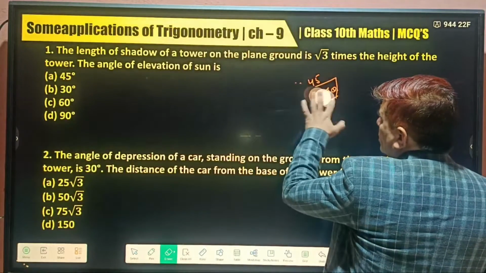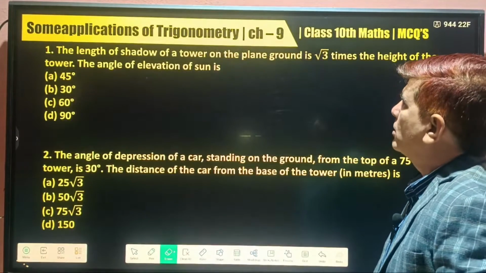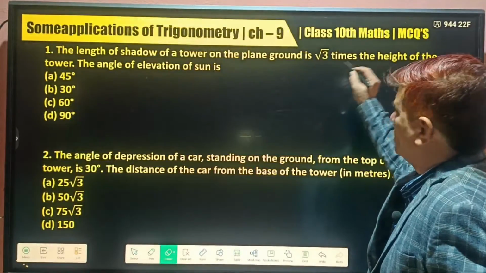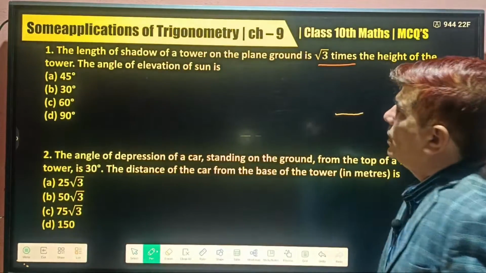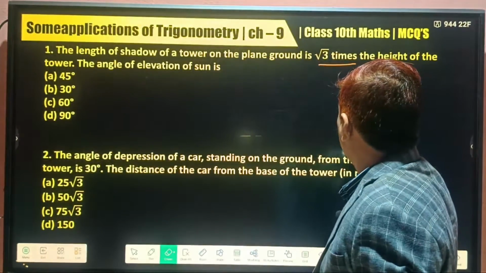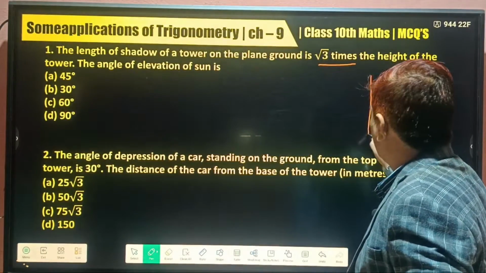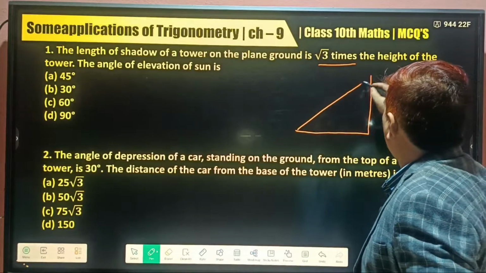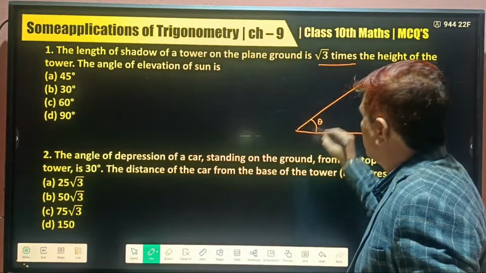Try to understand this. The question is: the length of the shadow of a tower on a plain ground is root 3 times the height of the tower. What is the angle formed? So how can we solve? This is the tower, this is the shadow of the tower, and this is the angle formed. Let theta be the angle formed.